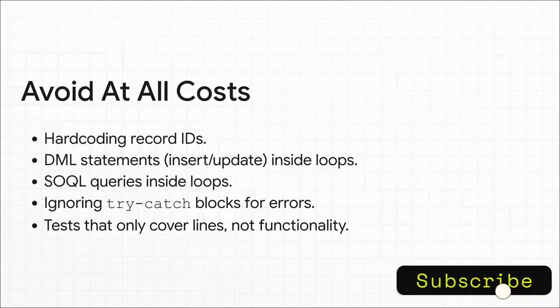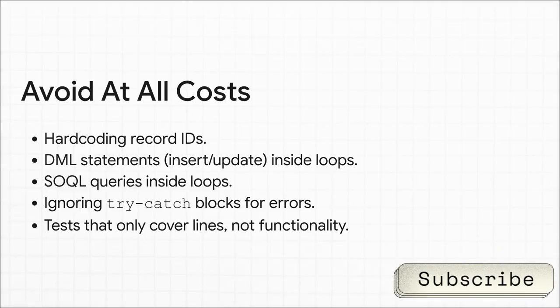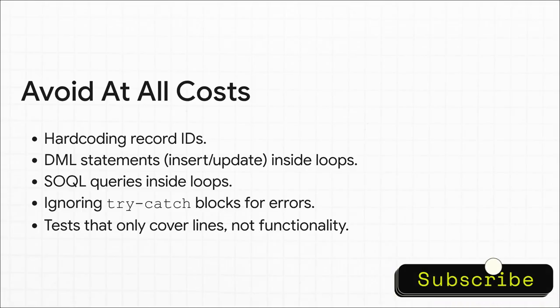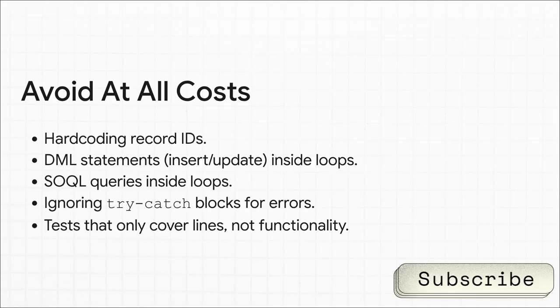And finally, let's do a rapid-fire round of what not to do. These are the classic mistakes, the red flags. Number 1, never hard code record IDs. They will change when you move your code. Number 2, and this is a big one, never, ever put a database query or an update statement inside a loop. That is the fastest possible way to blow past your governor limits.